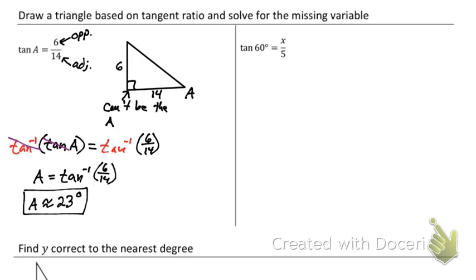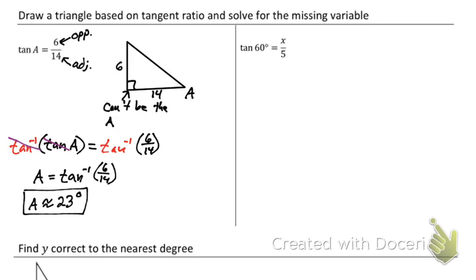So me giving you tangent A equals 6 over 14 gives you a triangle you can solve for every one of those values, but you need to understand how to draw it. Does that make sense? You have to know how to draw that picture so you understand what's missing and what's not. All right, that's what we're going to do this one more time.